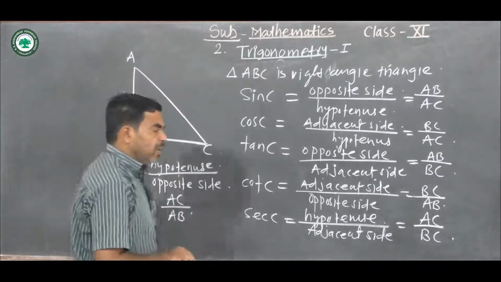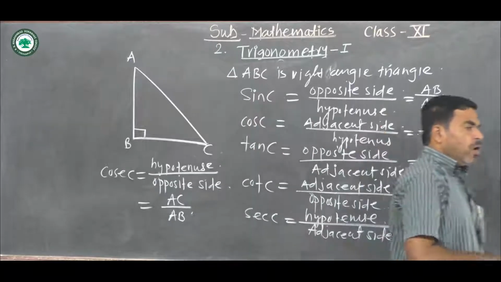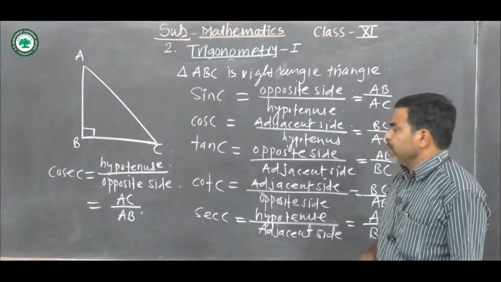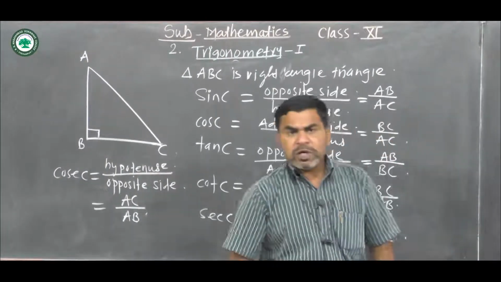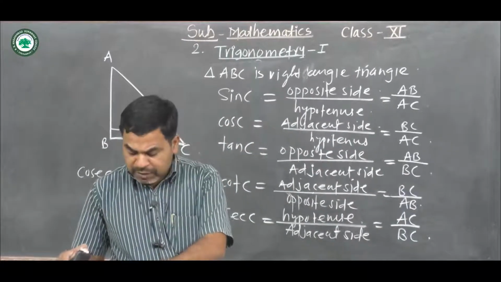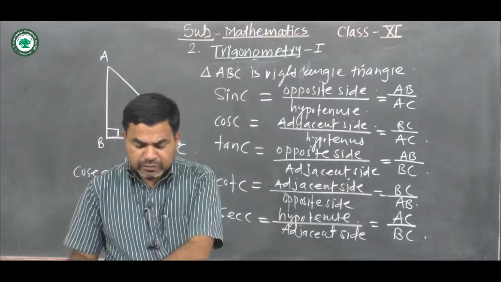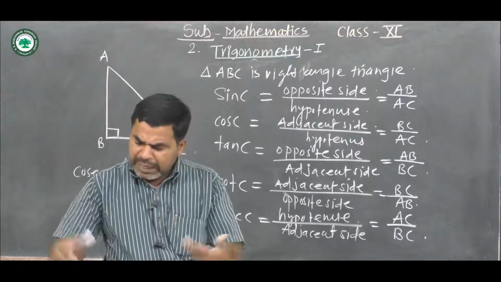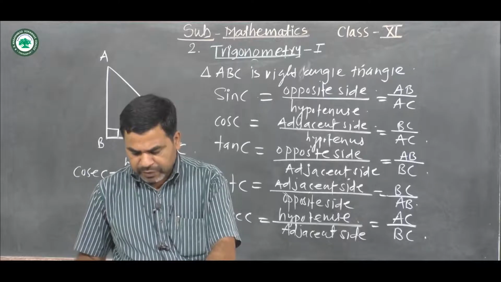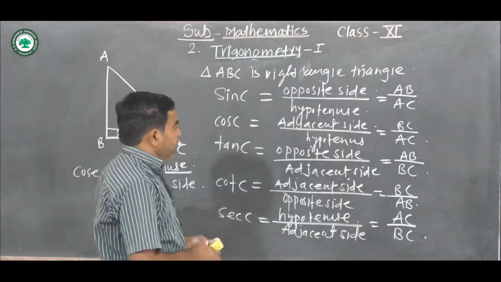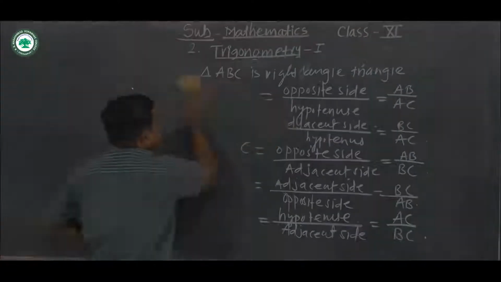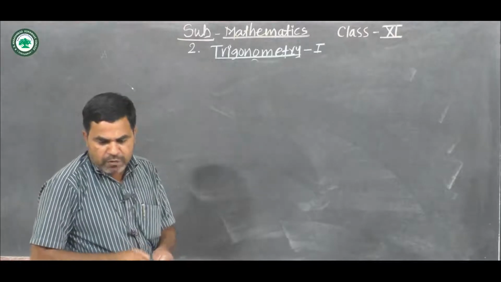So these are the trigonometric ratios of acute angle in right angle triangle that we have studied in 10th standard. Now in 11th standard we are going to extend the definition of trigonometric ratios for any angle. Means if that angle is obtuse angle or any angle, so we can define the trigonometric ratios of that angle. So let's see trigonometric ratios of any angle.